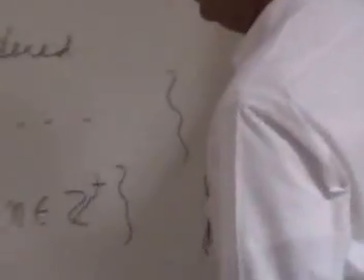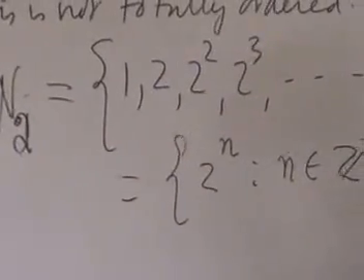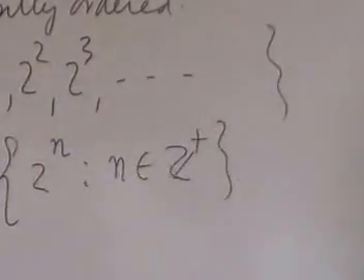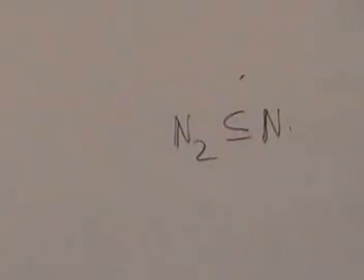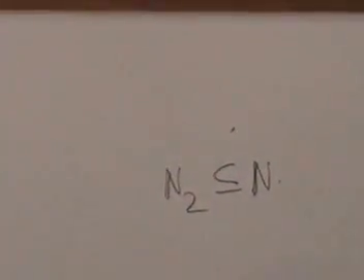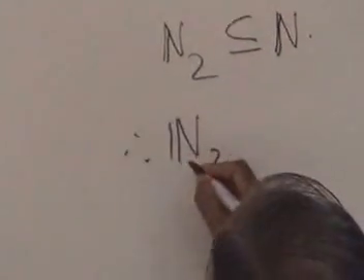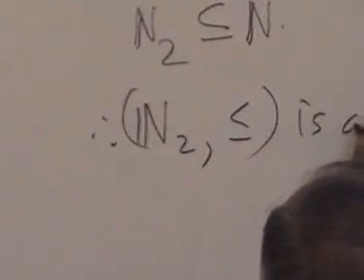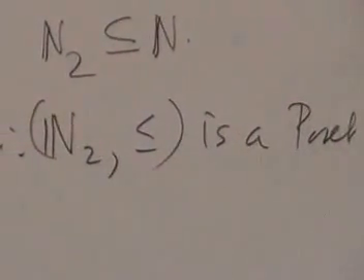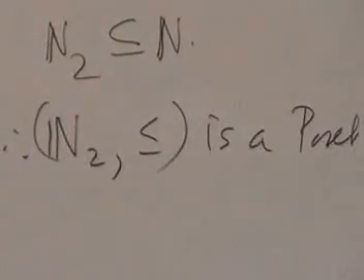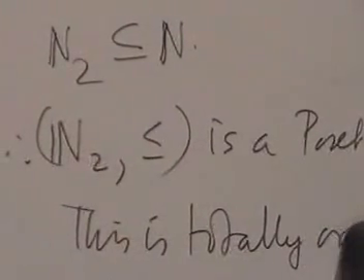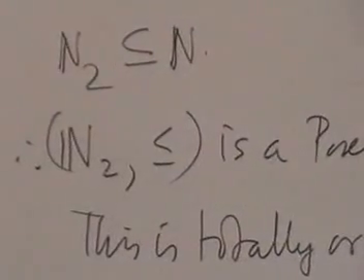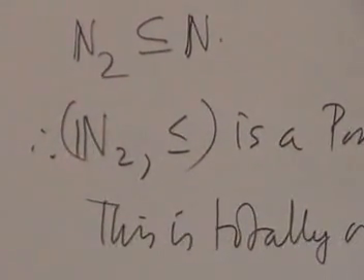So N2 is a subset of N. Therefore N2 is a poset. Now if you look at this poset, this is totally ordered. Any two elements are comparable. This is totally ordered.